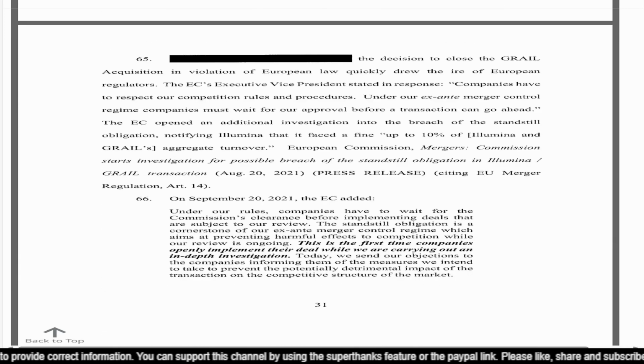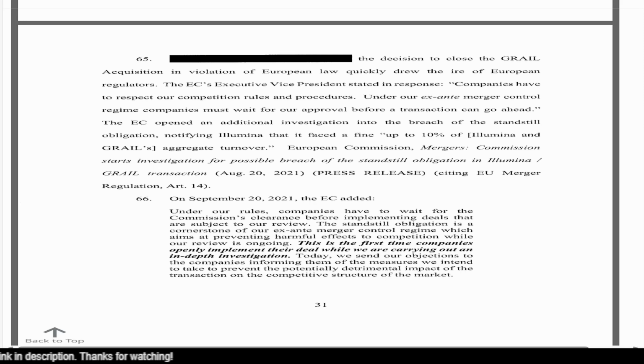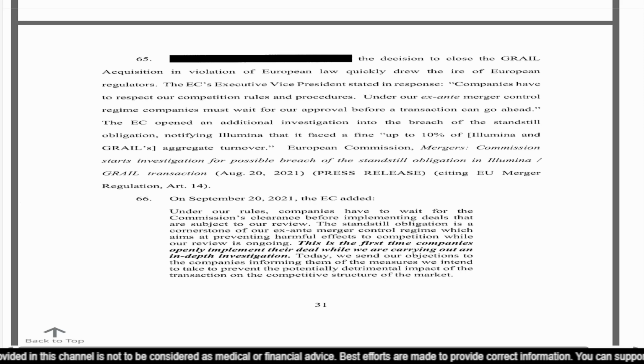Then it cites Article 14 of the EU Merger Regulation. And there it is very clearly said, under our rules, companies have to wait for the Commission's clearance before implementing deals that are subject to our review. The standstill obligation is a cornerstone of our ex-ante merger control regime, which aims to prevent harmful effects to competition while our review is ongoing. This is the first time companies openly implemented their deal while we are carrying out an in-depth investigation. Today, we send our objection to the companies, informing them of the measures we intend to take to prevent the potentially detrimental impact of the transaction on the competitive structure of the market.